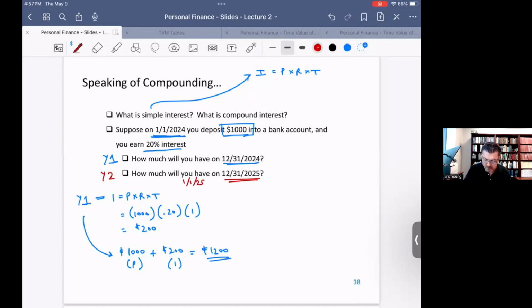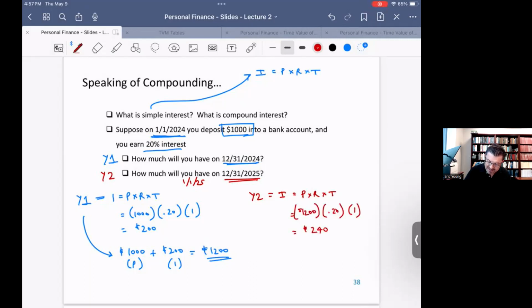At the end of year two, on December 31st of 2025, how much money will you have? Well, the year two interest is still going to be I equals PRT. So the interest will be I, which in this case is $1,200 times the same interest rate, 20%, times 1 year, that's going to be $240.